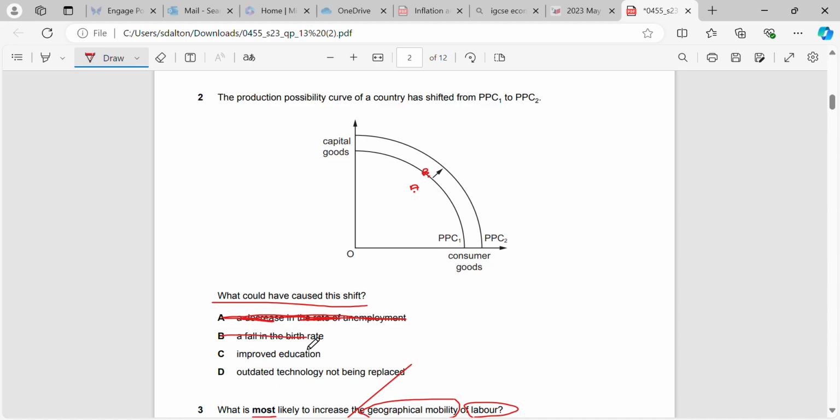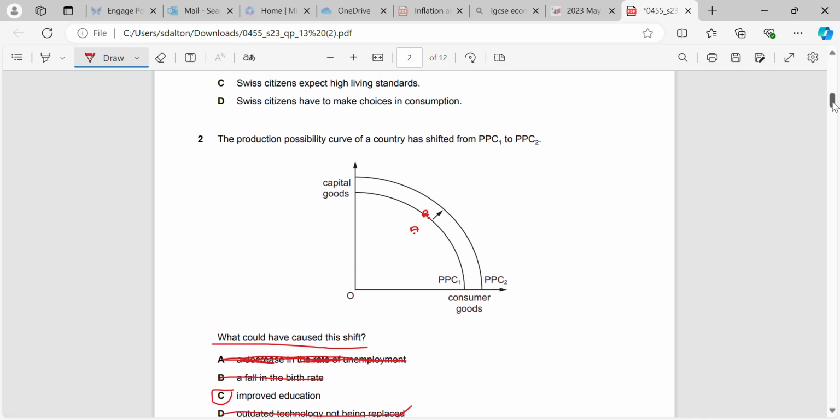Fall in the birth rate, that's not going to affect quantity and quality. And technology not being replaced is definitely not either. However, education can. Education can improve the quality of labour, etc. So therefore we will be able to shift our PPC.